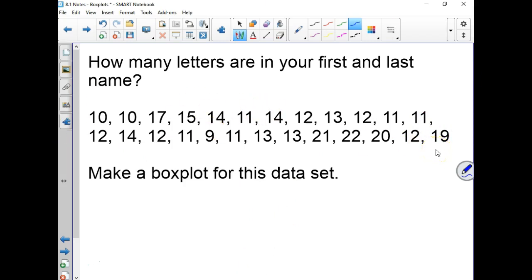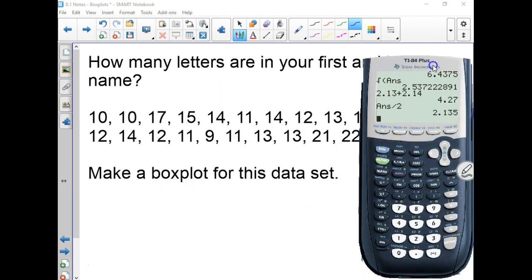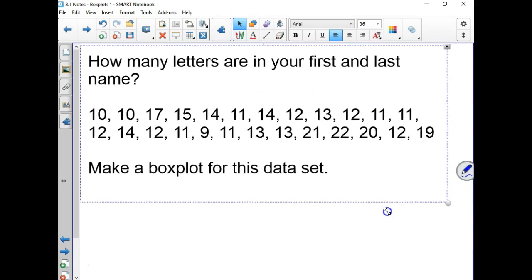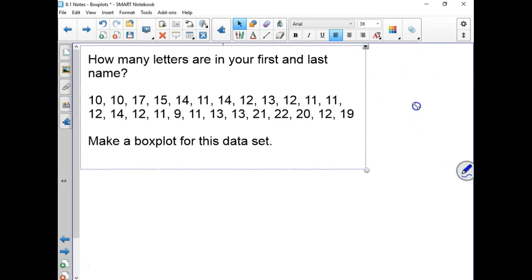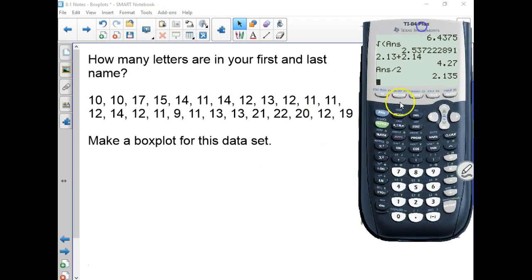We could put all of these in order, but that does take a little while to do. So for this one, I'm going to show you guys how to do this on the calculator. So actually, let me move this over this way a little bit so that I've got room to put both the calculator and this on the screen. So to do this, the calculator can give you a 5-number summary.